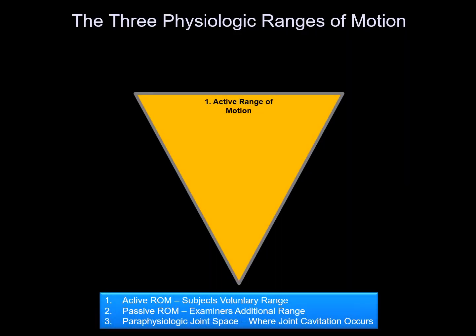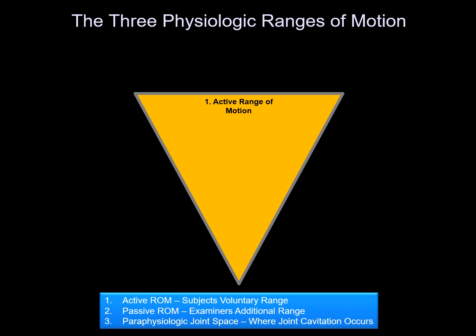As a better concept to explain the barrier of elastic resistance, we're going to explain the three physiologic ranges of motion. We're not talking about the anatomical ranges of motion, which are basically flexion, extension, right lateral bending, left lateral bending, right rotation, left rotation. We're talking about a different concept here. These are the physiologic ranges of motion, and it starts with active.